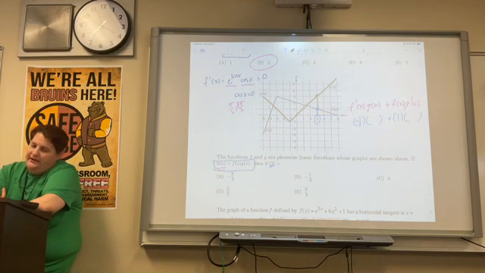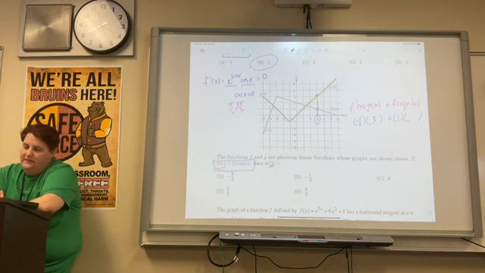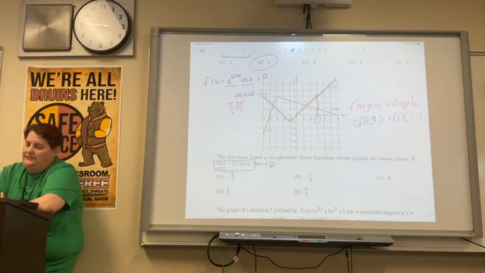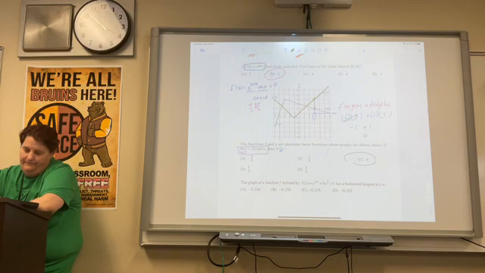Regular G of 3 is 3. And what's G prime? It's 1, 1. This is so easy. So it's negative 1 plus 1, so it's 0. Did you guys get 0? I like it.